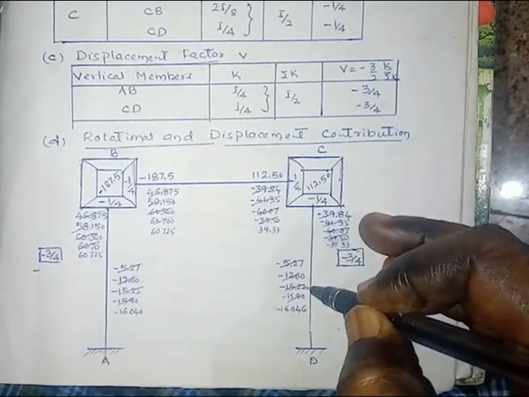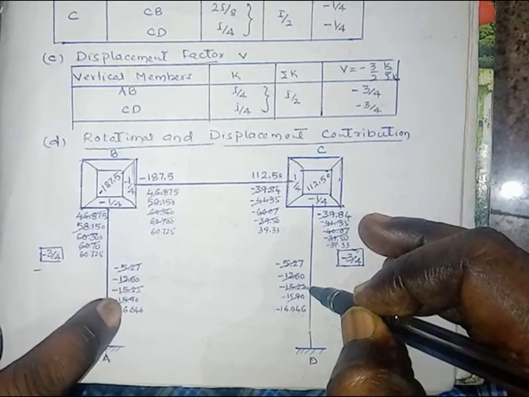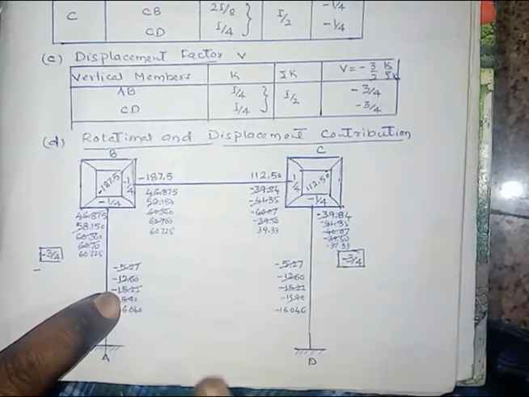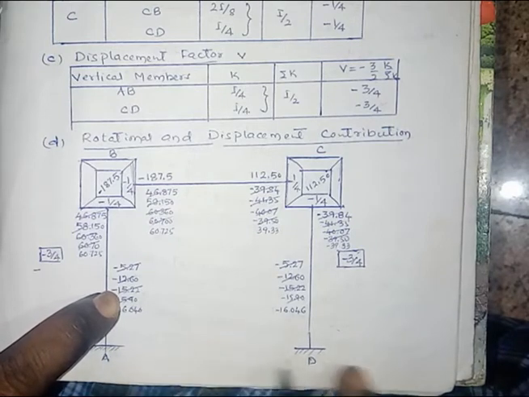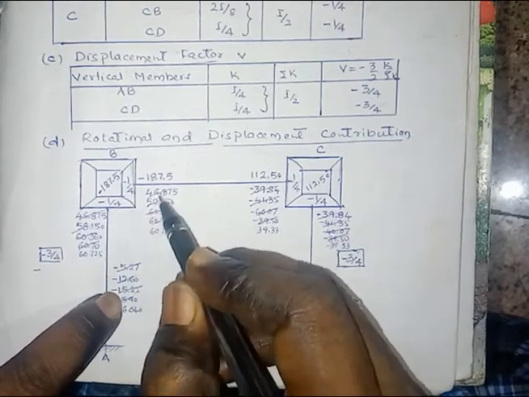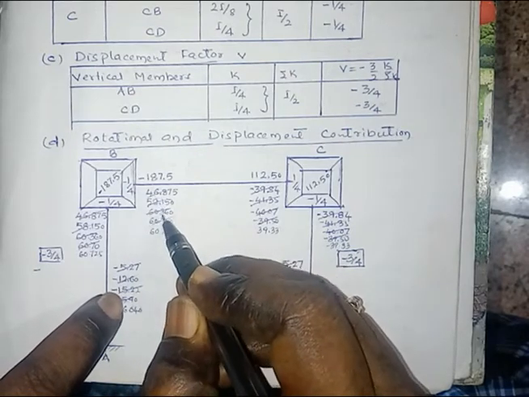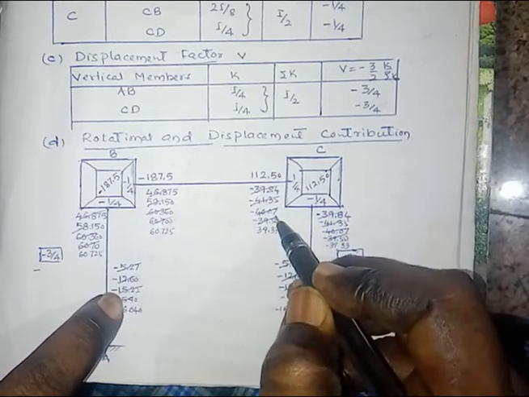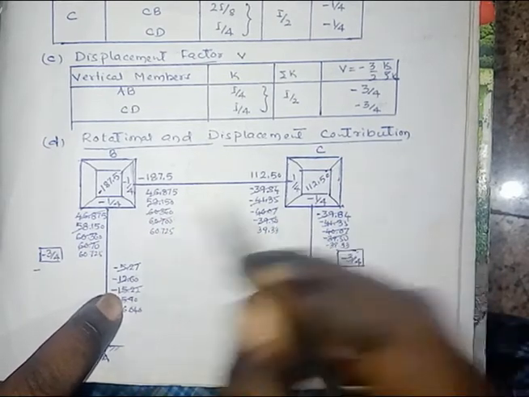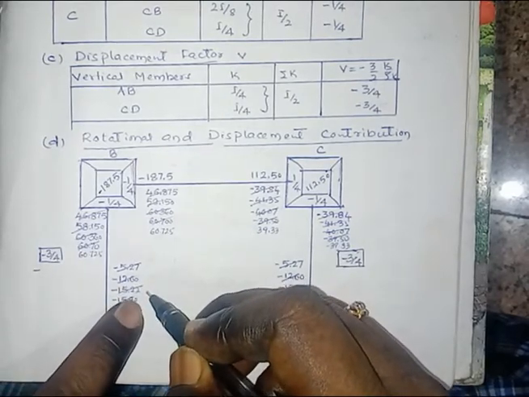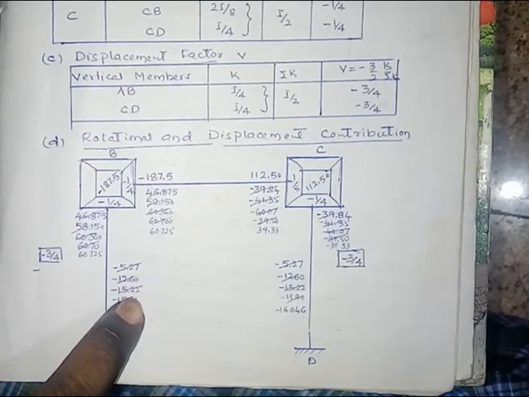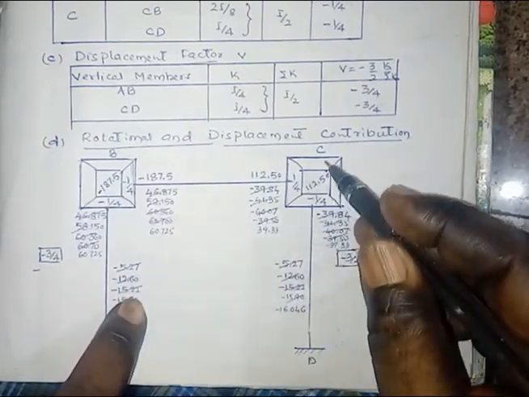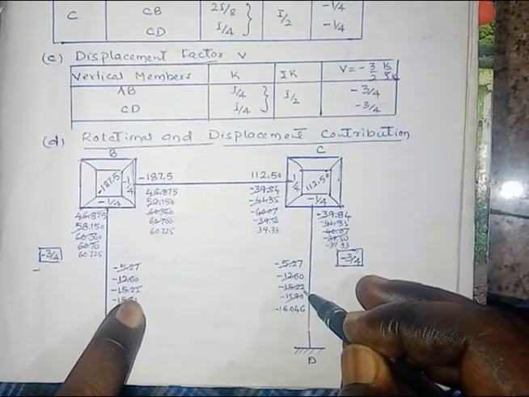Then the displacement contribution is minus 3 by 4 inside the bracket, the rotational contribution from the lower end, 0, plus the rotational contribution from the upper end of the columns, 60.36 minus 40.07, multiplied by minus 3 by 4. Here you will get minus 15.22 for the vertical member BA. Similarly for vertical member CD it is minus 15.36.